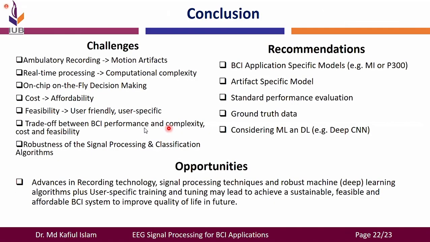So in conclusion, if you see the challenges, the first challenge is the computational complexity. It has to be low so that it can be implemented in real time. And sometimes, in order to have portability, it may have to be applied on chip, where on-the-fly decision making is required. Therefore, computational complexity is a major task. And the current systems that are available are very expensive, so they are not affordable. Obviously, disease, disability, or accidents do not come only for rich people. So everyone should be able to afford this kind of system.